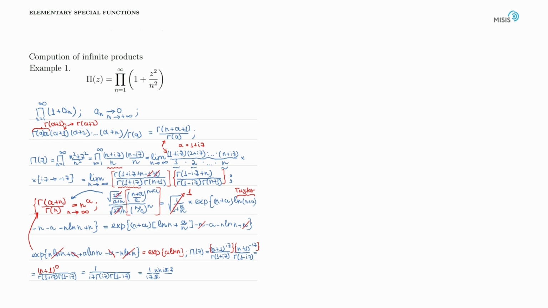And now you remember that the sine of the imaginary argument is simply sine hyperbolic of z multiplied by i. And as a result, we get the final answer for our infinite product. It's sine hyperbolic of pi z, of course, pi z, divided by pi z.